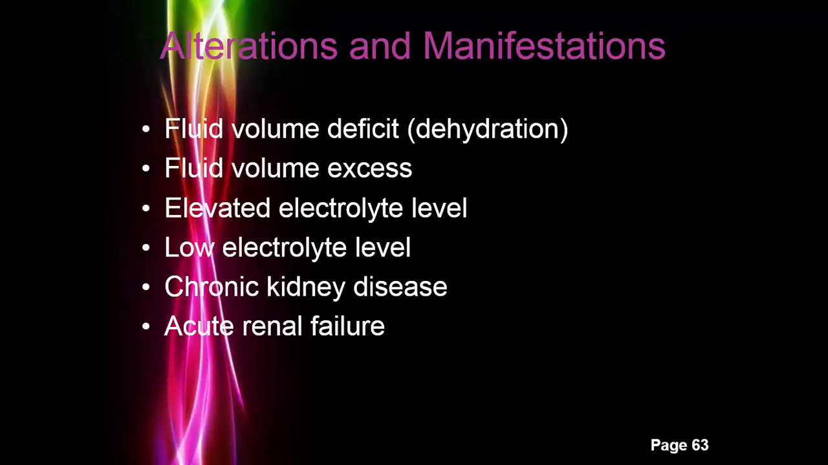Low electrolyte levels. Decreased potassium is the most critical one. It is most common from diuretics, unless it is a potassium-sparing diuretic. Chronic kidney disease can cause confusion and fluid retention. Acute renal failure can cause oliguria, fluid and electrolyte imbalances, fluid retention, drowsiness, dyspnea, fatigue, confusion, and nausea.